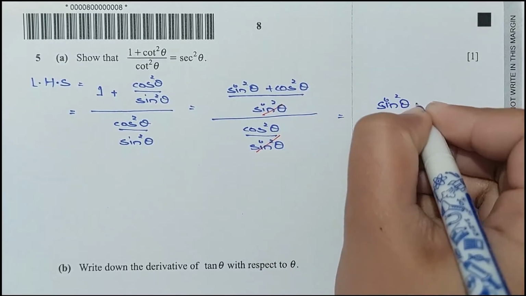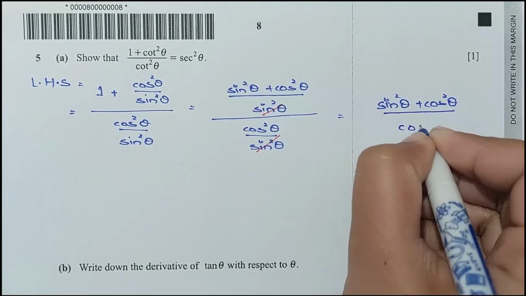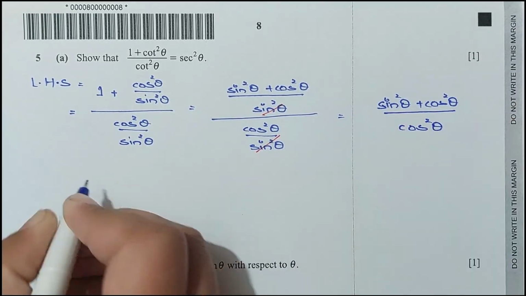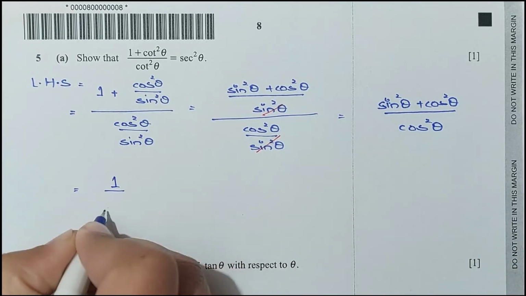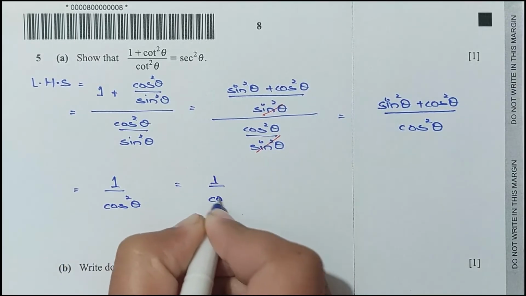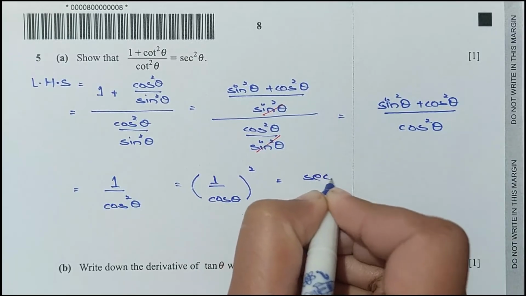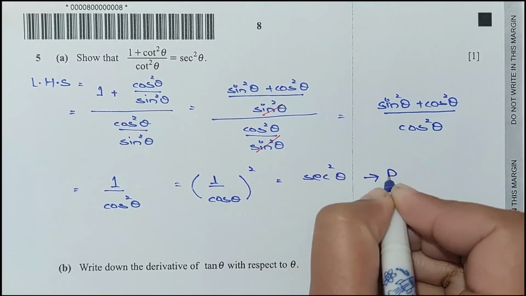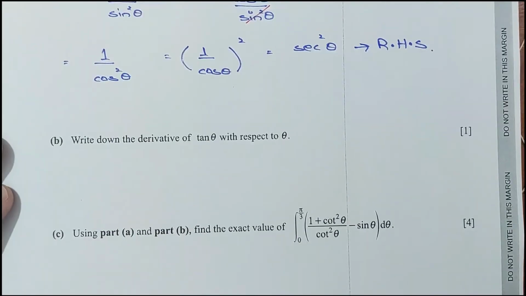sine square theta plus cos square theta divided by cos square theta. So this is the identity that sine square plus cos square would be equals to 1, over cos square theta. This is 1 over cos theta, its whole square. 1 over cos is secant. So secant square theta, and this is my right hand side. It is proved. Right. Part B.